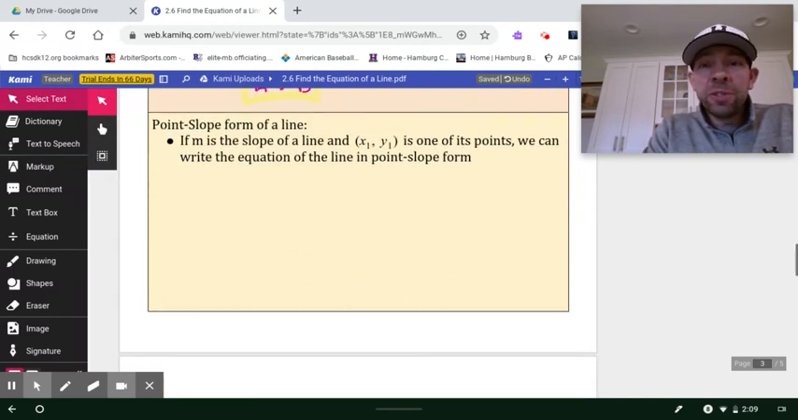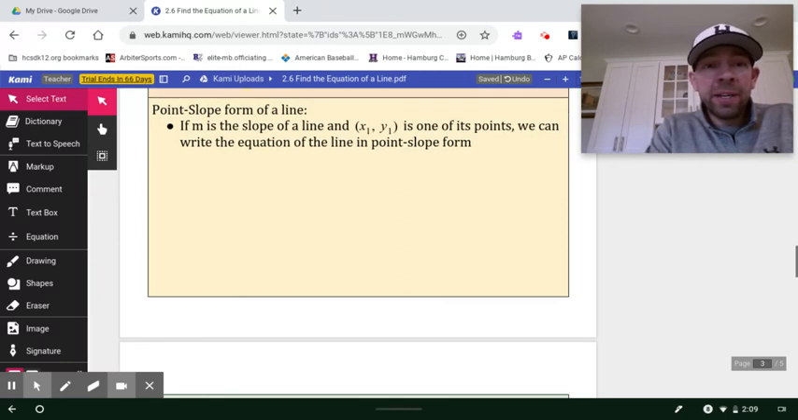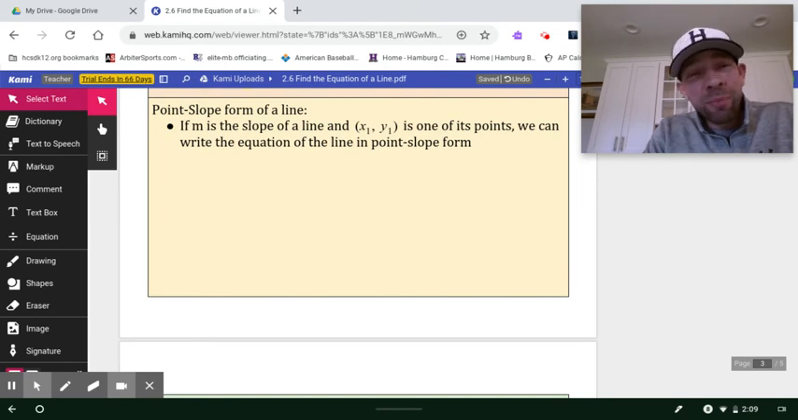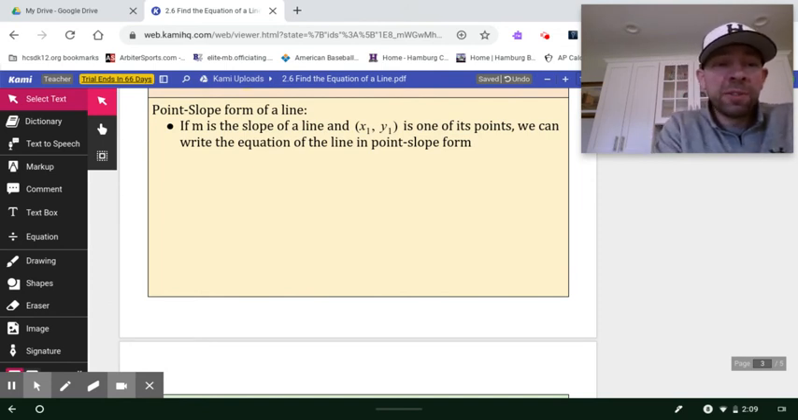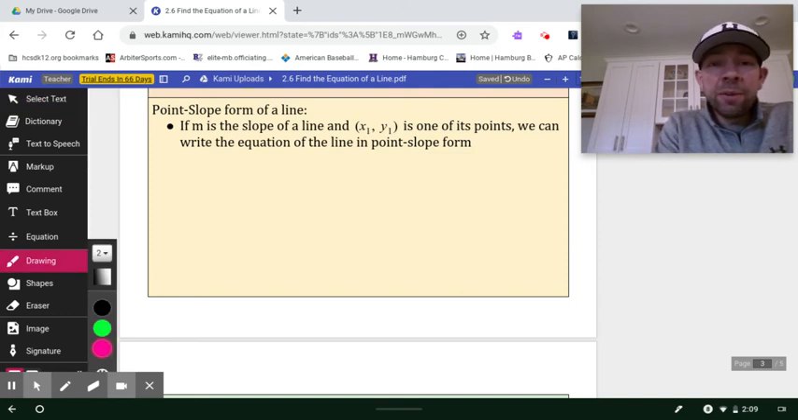Okay. Now, let me introduce you to my best friend here. If I did have to pick a favorite of those 3 different forms of a line, this is probably the one I would pick. It's the one I have found most useful at all levels of math. If m is my slope and I know it passes through a point, I can come up with an equation in what we call point-slope form. And here's where it comes from.